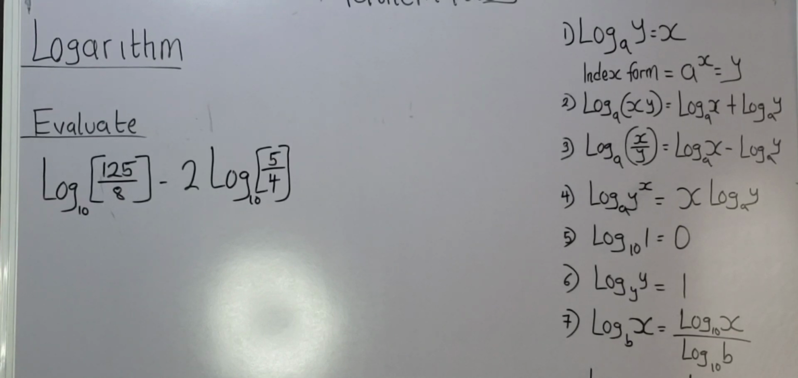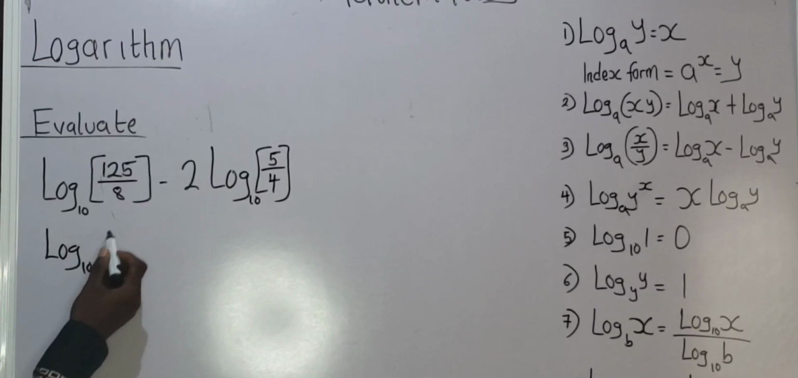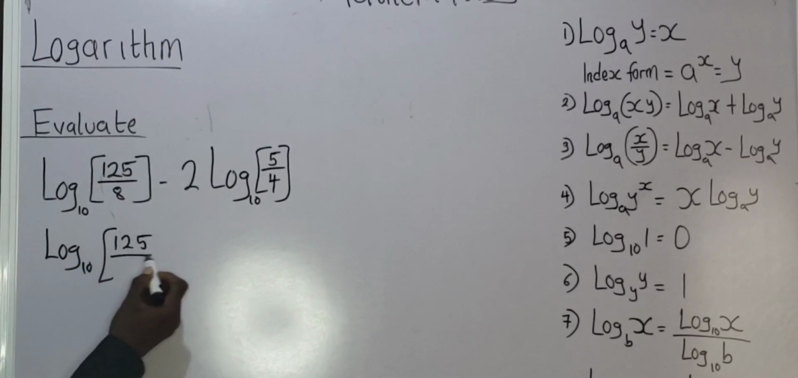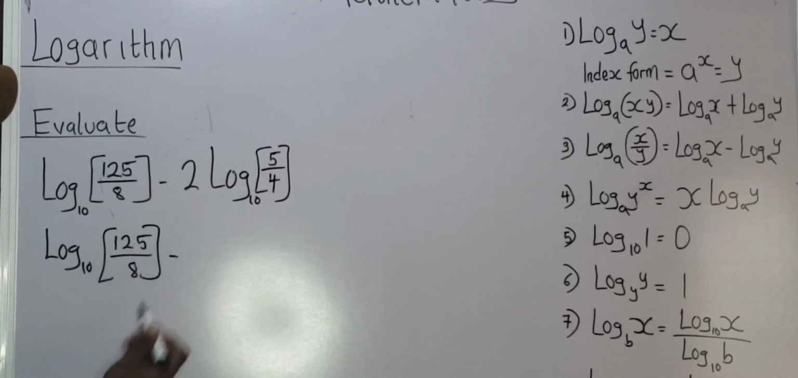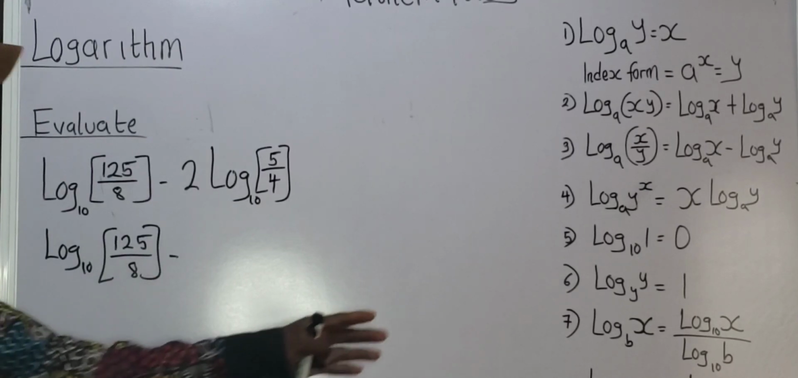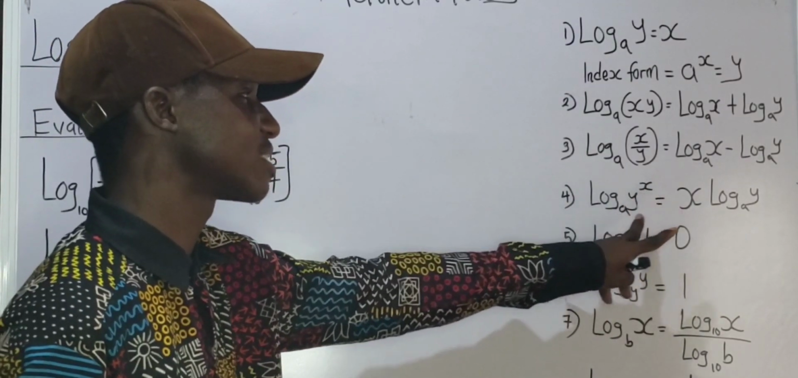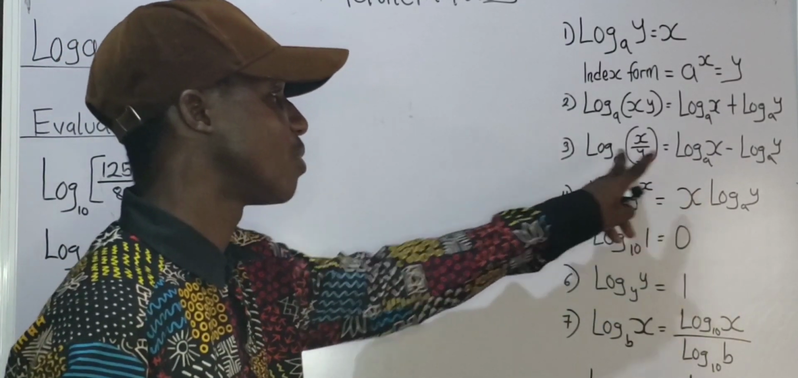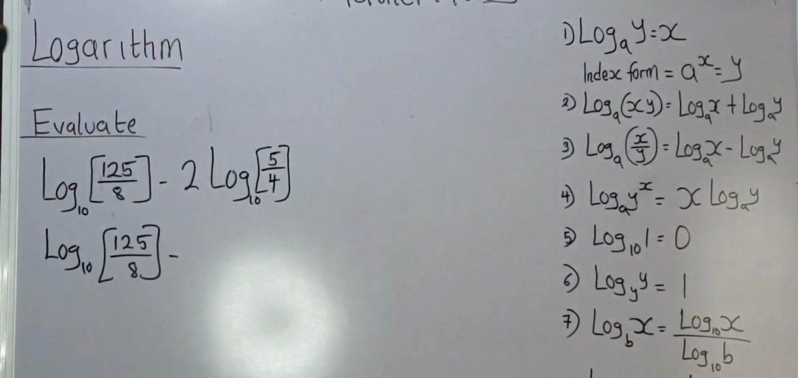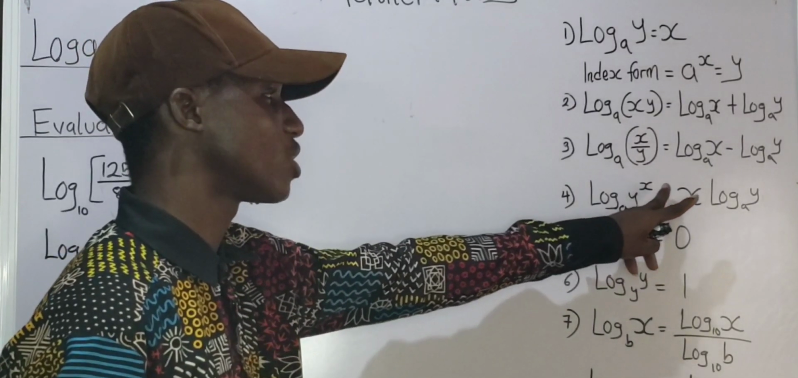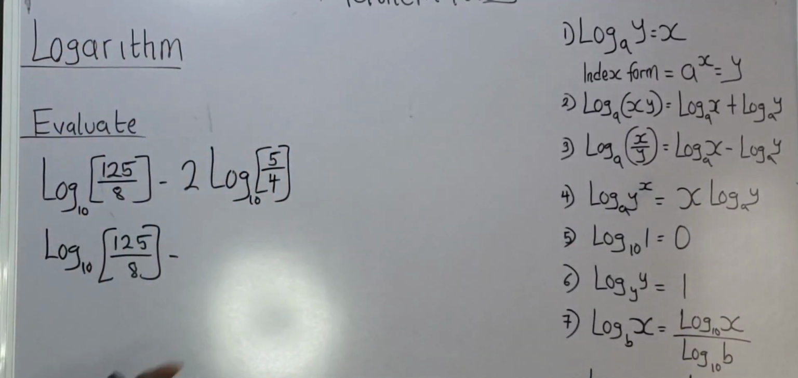We are going to apply the law in this place. Let's start by doing this: 125 over 8 minus, you see, according to this law, log y raised to the power of x base a is equal to what? The power will multiply the log. That is, when the number that we are taking the log of is raised to a power, the logarithm of that number can be expressed as the product of that power and the log. Do you understand? That is the fourth law that we discussed.